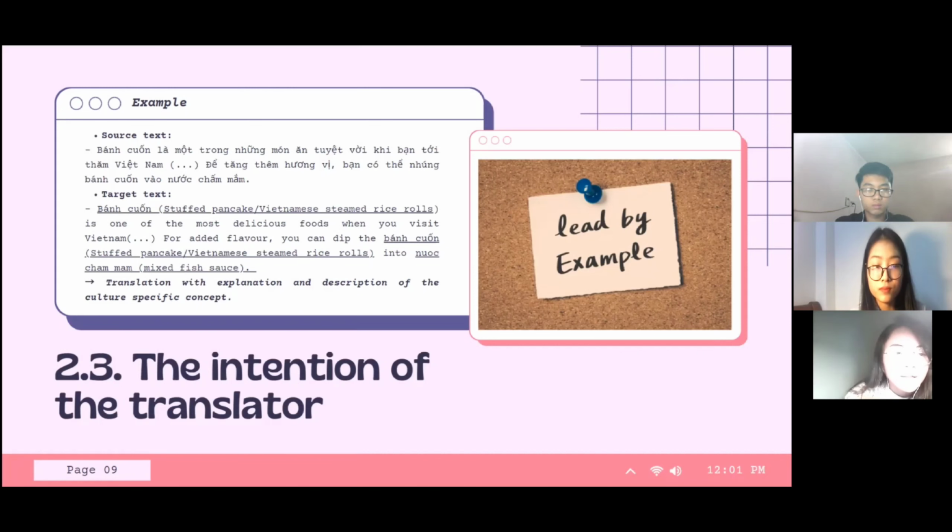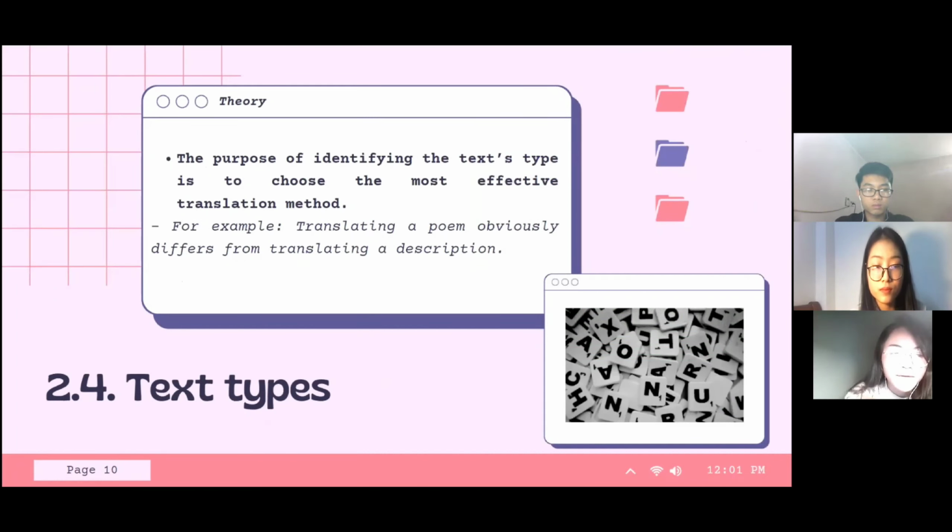In the next part, the next factor is text type. The literary or non-literary text is categorized into four main text types, including the narrative, description, discussion, and dialogue.